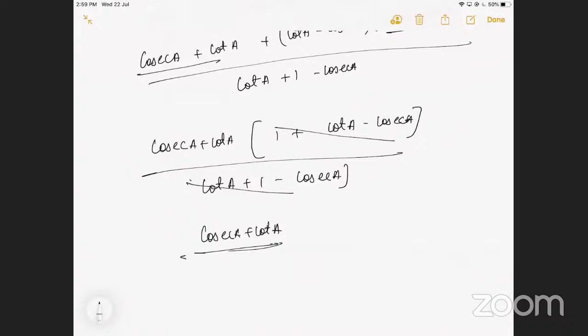Fine. 6th, 7th, 8th, 9th, or 10th, anybody has any doubts in the rest of the questions? No sir. Sir, I have a doubt in the 10th. Okay. How many of you have doubt in the 10th one? Before the 10th, anybody has any doubts? No sir, not really.